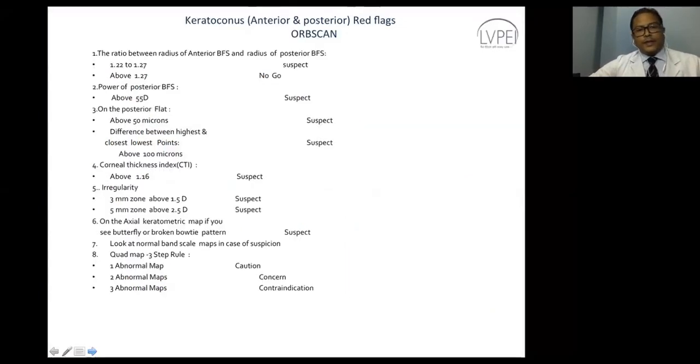And then when we interpret a suspicious map, there is a 1-2-3 rule. So if there is one abnormal map, one should be cautious. If there are two abnormal maps, then there is a cause for concern. And if there are three abnormal maps, then it is definitely a contraindication for refractive procedures.